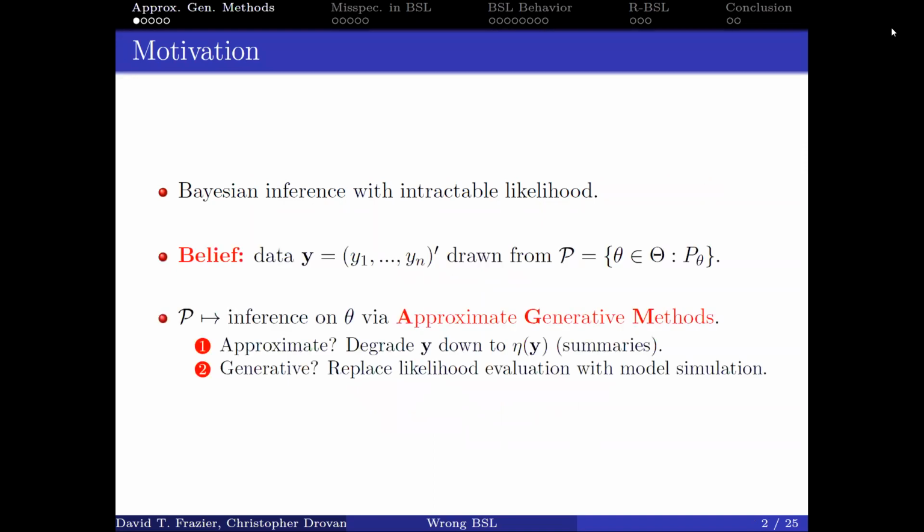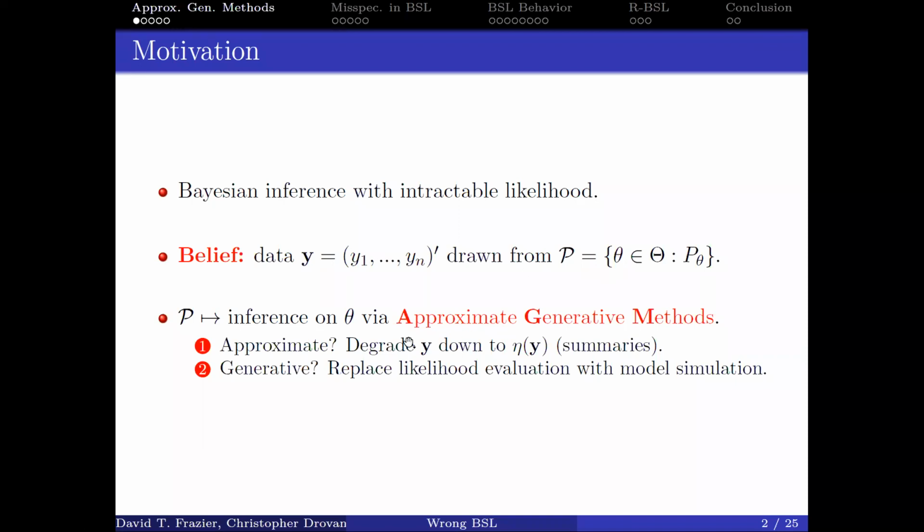Now, what I'm going to highlight here is a latent belief, really, that when you pick a model, you believe the observed data is essentially drawn from some member in that model. And what we do in approximate generative methods is we use this model class to conduct inference on the unknowns about that model. I'm going to denote them throughout as theta in some set capital Theta.